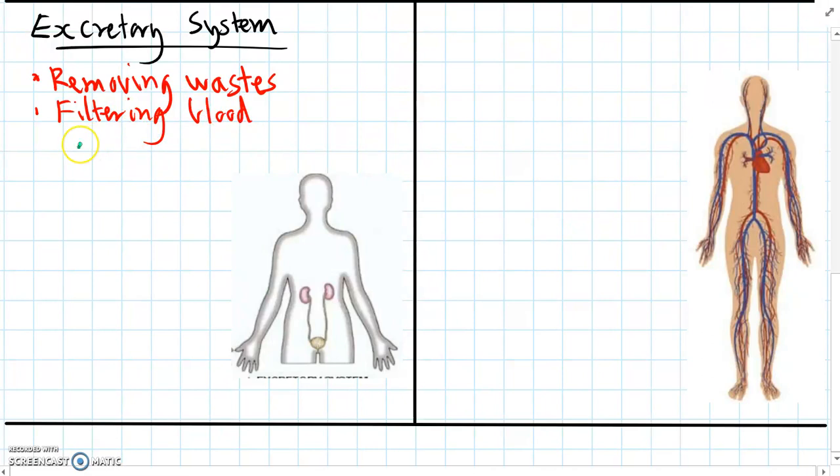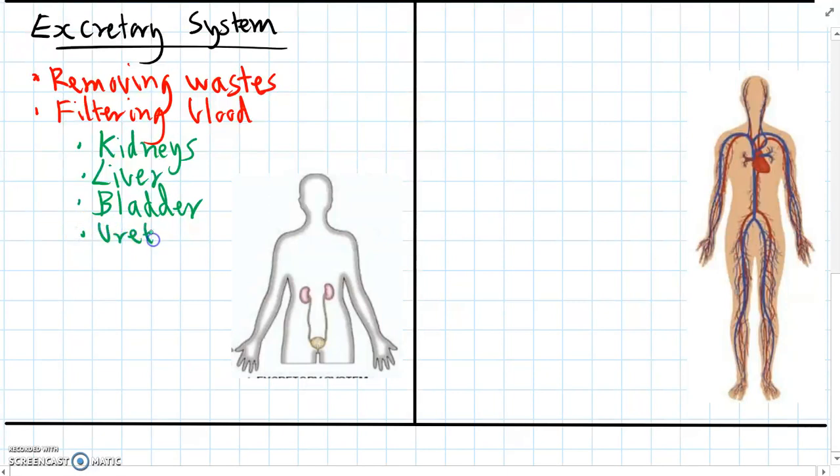The main organs involved in that are the kidneys. The liver also helps to break down any other dangerous chemicals. And then once the urine has been made and filtered out, it goes to the bladder where it's stored, and then we go to the toilet and it goes out through the urethra.